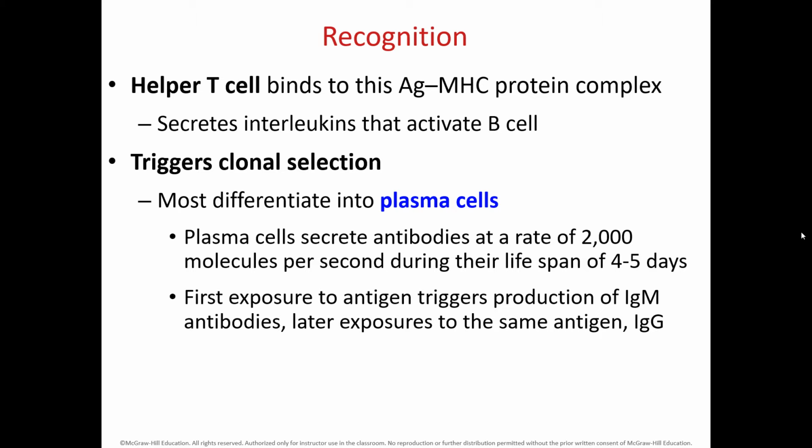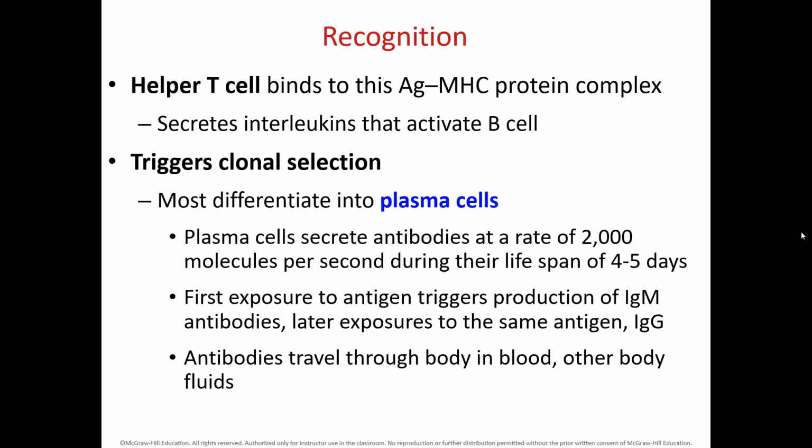The first exposure to an antigen tends to trigger production of IgM antibodies, so that's going to be part of our primary immune response the first time we see a particular threat. Later exposures are going to result in the production of IgGs, so IgGs are the primary antibody of secondary immune responses. Antibodies are going to be capable of traveling throughout the body, in the blood, and other body fluids.